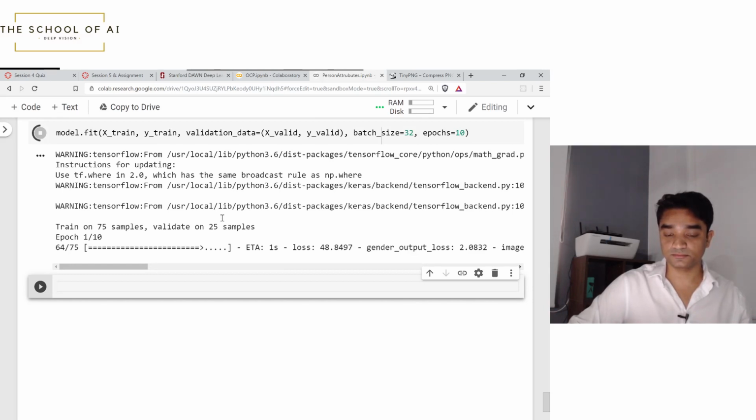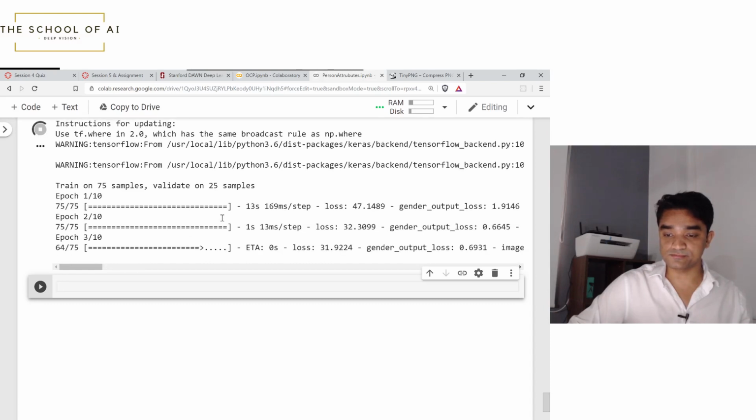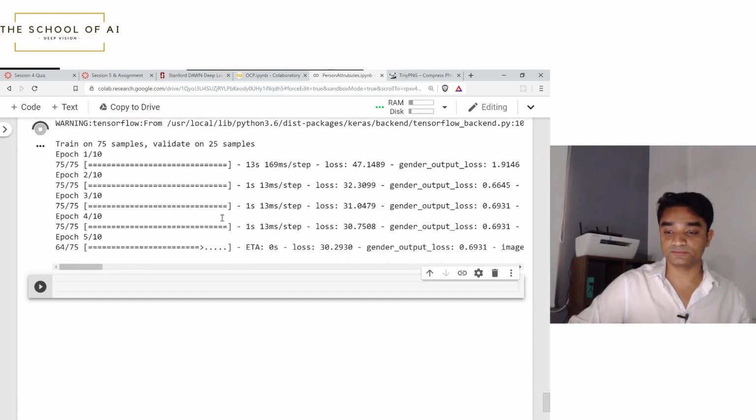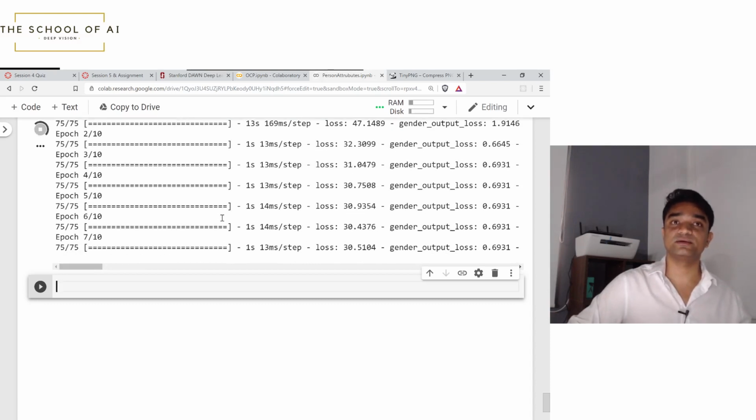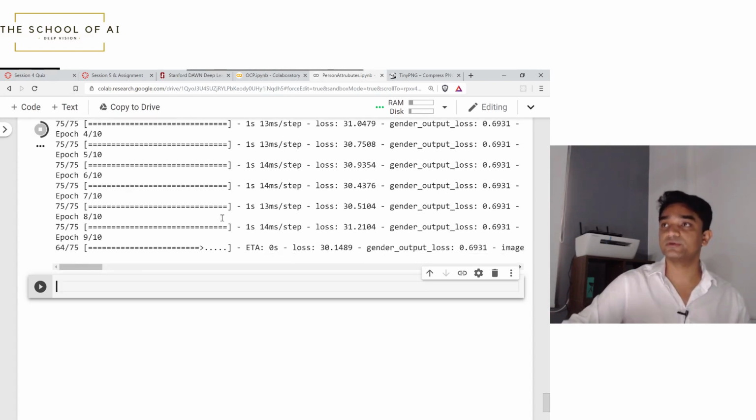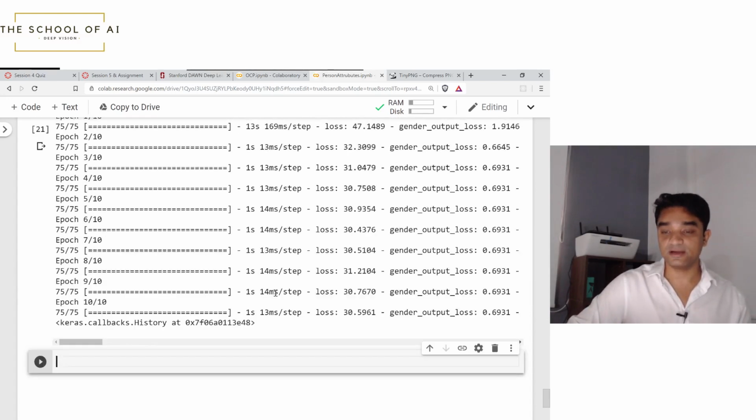One second per epoch. It's a small data set, only 100 images. But when I'm going to give it to you, it's going to take longer on that. And it does not scale with images. If 10 images take 1 second, that doesn't mean 20 images are going to take 2 seconds. It's a GPU. It loves parallelism.